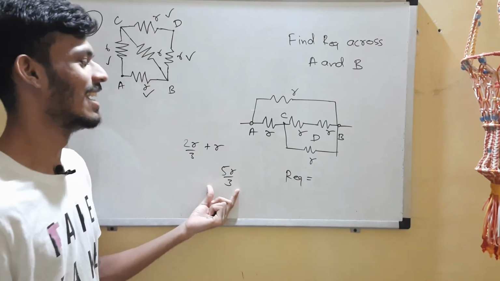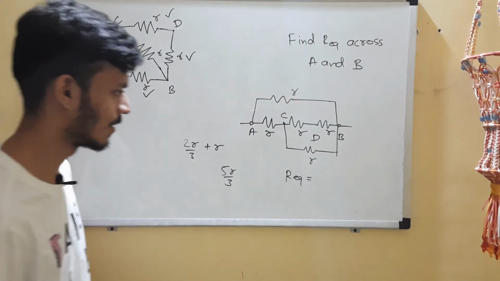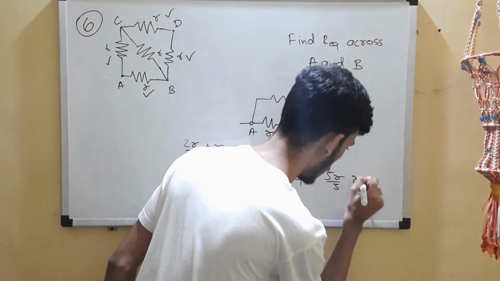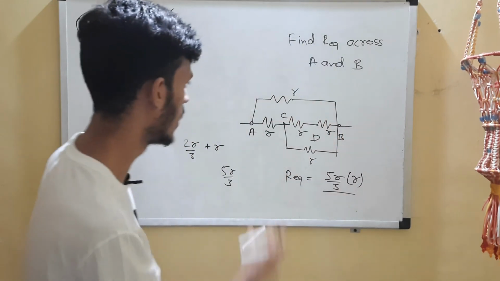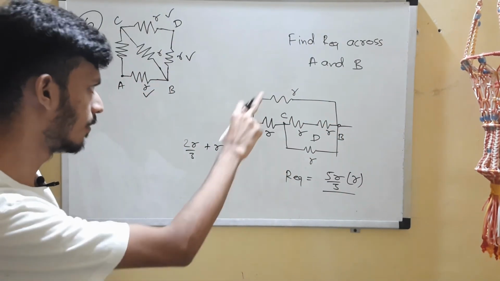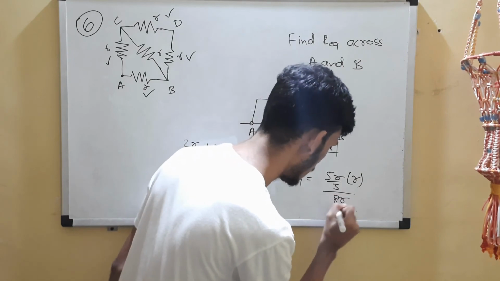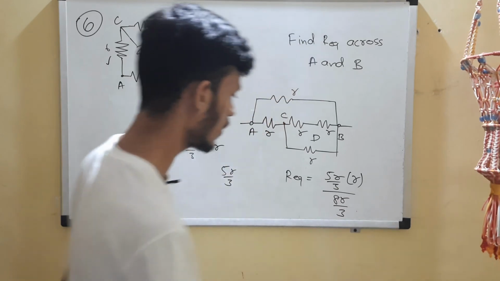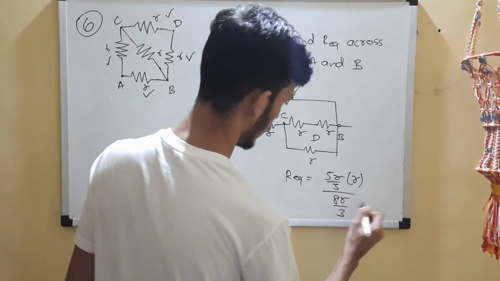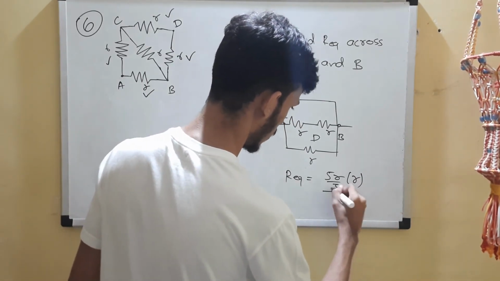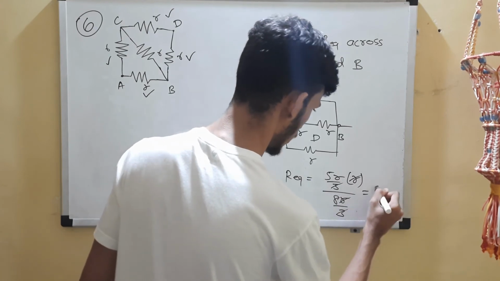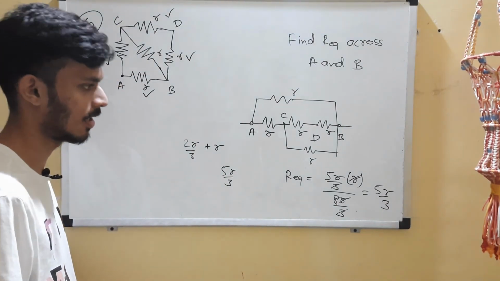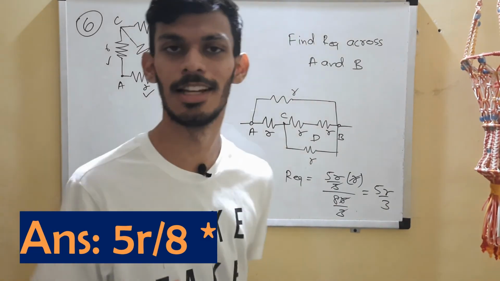5R by 3 in parallel with the R. Okay, so that will give product upon sum. So 5R by 3 into R, product upon their sum. So 5R by 3 plus R will be 8R by 3, right? So solve this and this will get cancelled. R and R will get cancelled and you'll have the answer as 5R by 8. Okay, I think this is the correct answer. Yes, 5R by 8 is the correct answer over here.